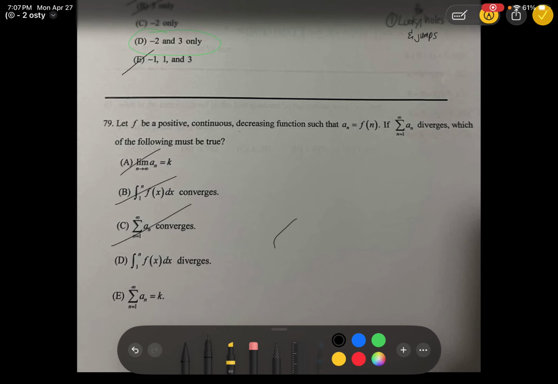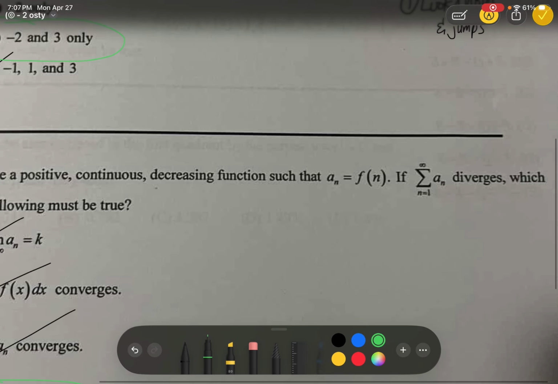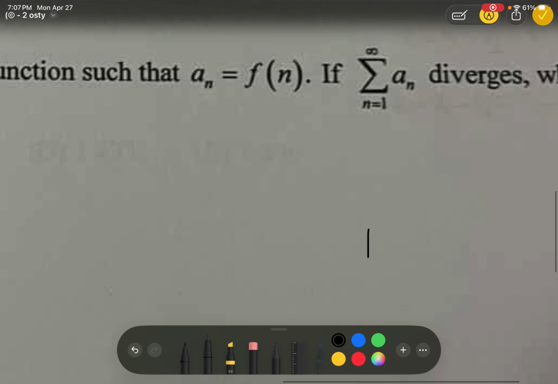And this one matches it. This one also diverges because it has similar characteristics. So find similar characteristics.